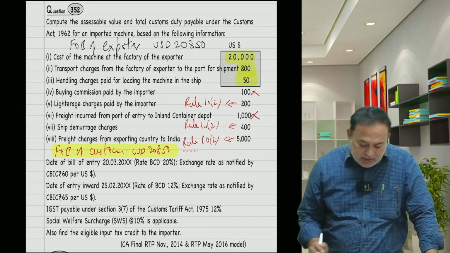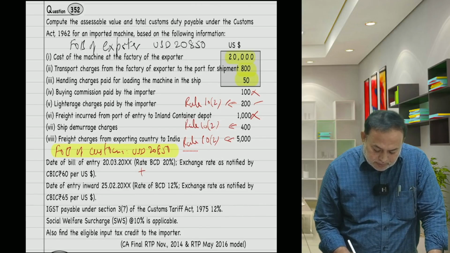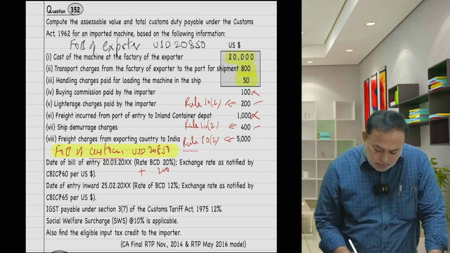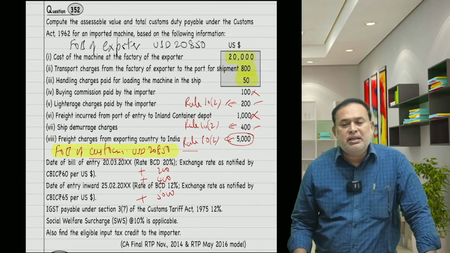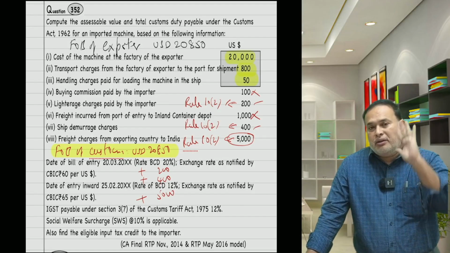What are they? Just now I said. Here, landing charges 200. Thereafter ship demurrages 400. Thereafter freight 5,000. Here, silent killer: insurance not given.